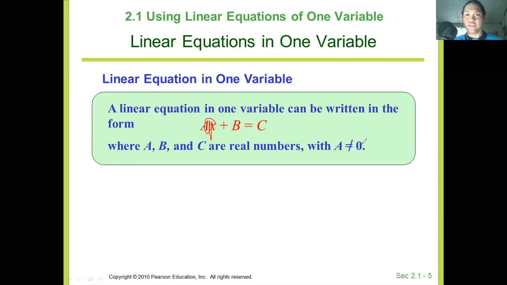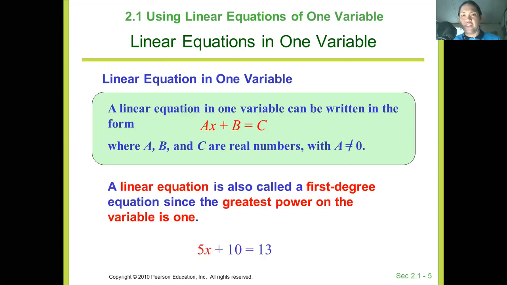That's why our restriction here is that a must not be equal to 0, or else your equation will not be a linear equation in one variable, of course. So that's the reason why a must not be equal to 0. That's the restriction. Let's continue. Again, do not forget, a linear equation in one variable can be written as ax plus b is equal to c, where a, b, and c are real numbers.